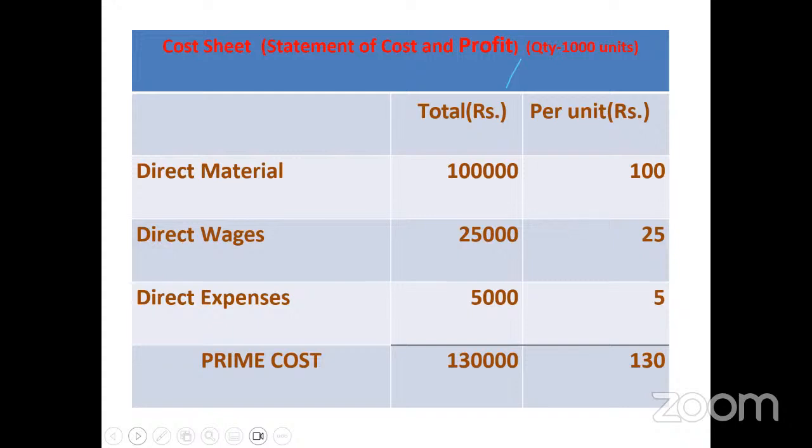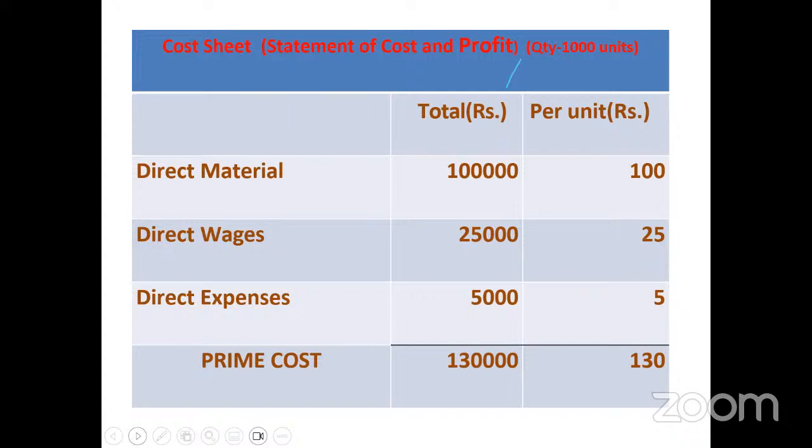So let's get some idea about the cost sheet. How are we preparing it? Direct material 1 lakh. For 1000 units, if it is 1 lakh, what will the cost be per unit? For 1000 units of production our total cost is 1 lakh. So per unit will be 100 rupees. Again, direct wages 25,000 for 1000 units. What is per unit? 25. Very good. Direct expenses 5,000. 5,000 divided by 1,000, per unit is 5.